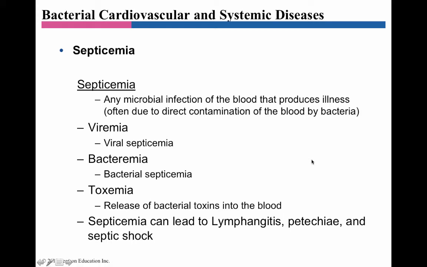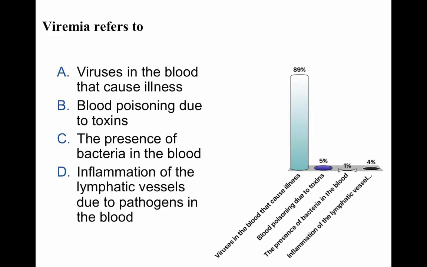Let's look at it. Before we do, I want to show you a clicker question that I tend to ask people. Since we can't do clicker questions, I've just left in last semester's data so you can see how those people answered. So here's the question. Viremia refers to A, viruses in the blood, B, blood poisoning due to toxins, C, bacteria in the blood, or D, inflammation of the lymphatic vessels. Most people said A, which is the correct answer. Viremia is viruses circulating in the blood system-wide. So it is septicemia due to viruses.